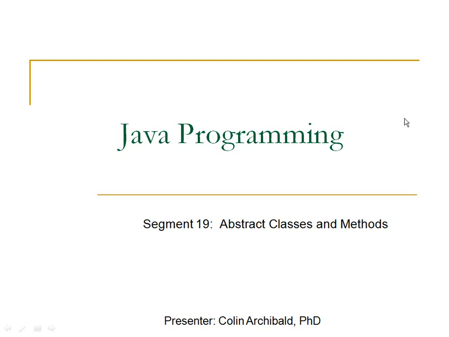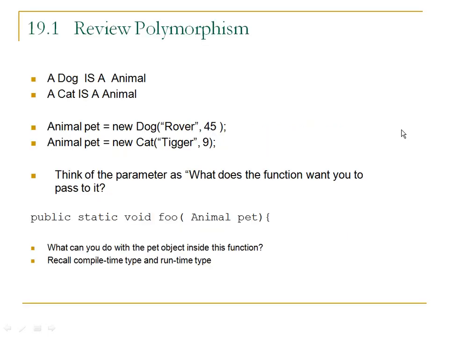So it is an important concept, but I believe it isn't difficult, and I'll try not to use the words abstract classes and methods until we actually get to writing them. So most of it will be the build up to that. And we're going to start out by reviewing what we looked at in the last video, which was polymorphism.